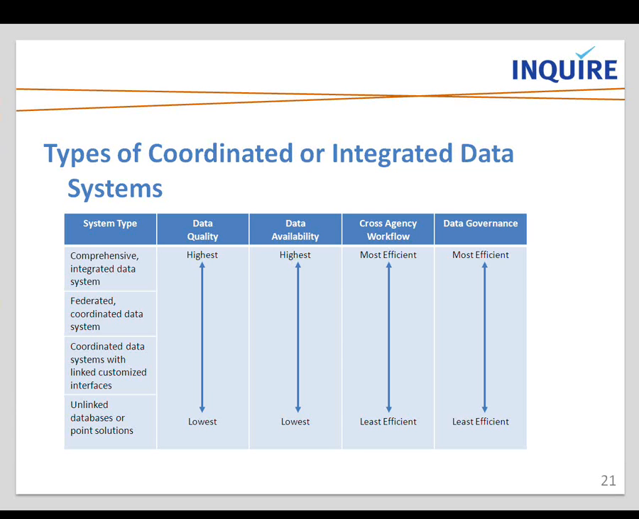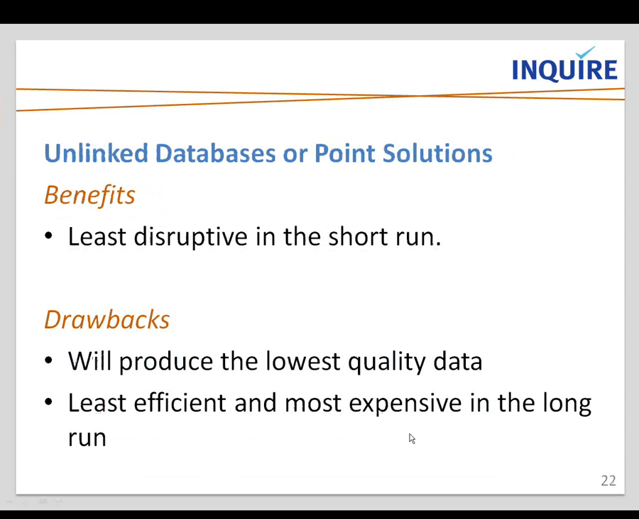Unlinked data sets or point solutions provide the lowest quality and least efficiency, while a fully integrated data system provides the highest levels. We will now go into more detail on each of these. The next slide shows the unlinked databases or point solution.